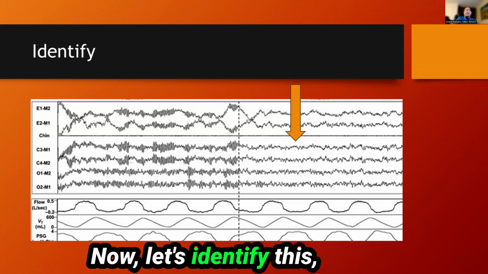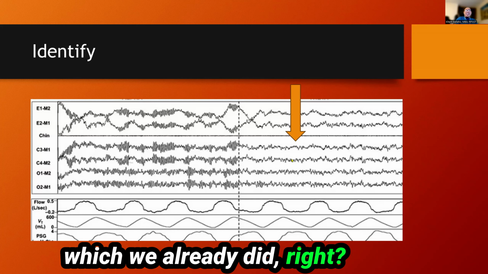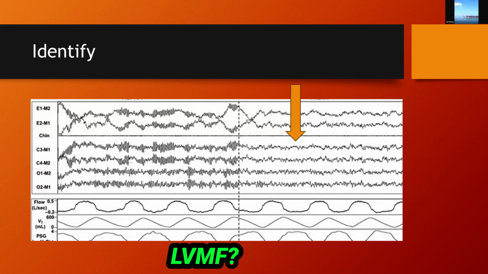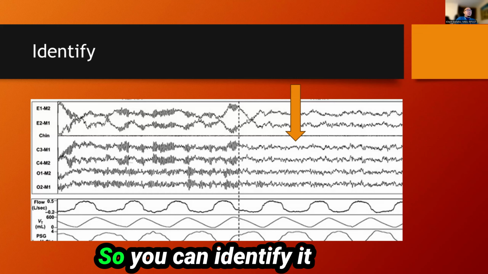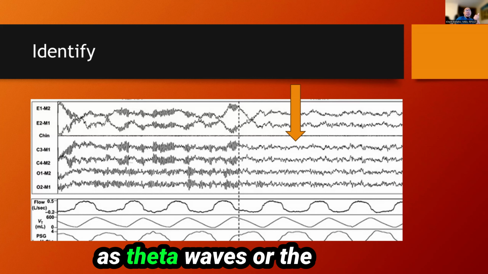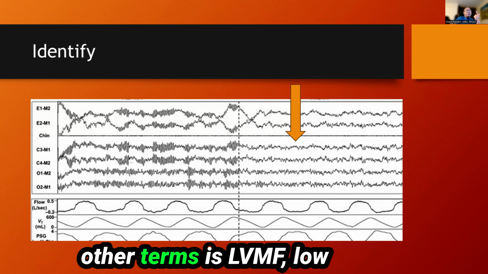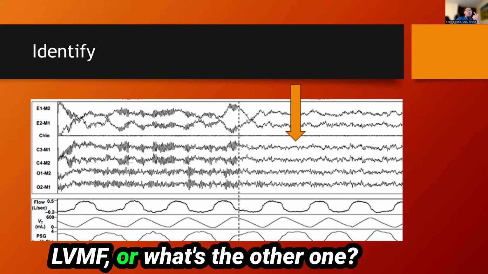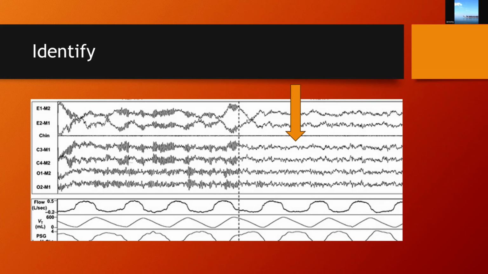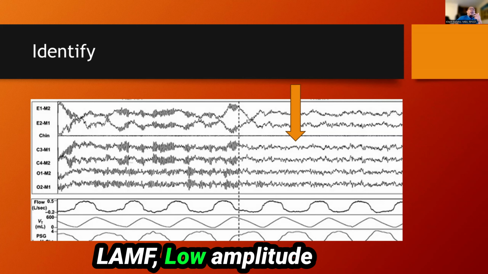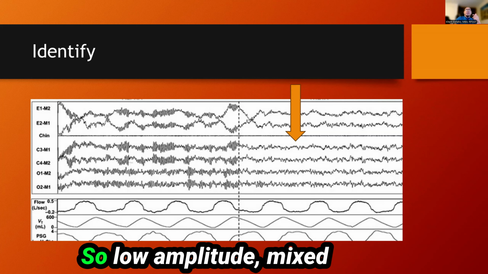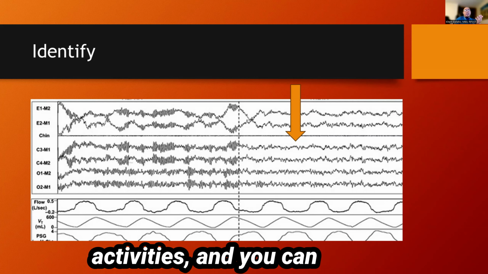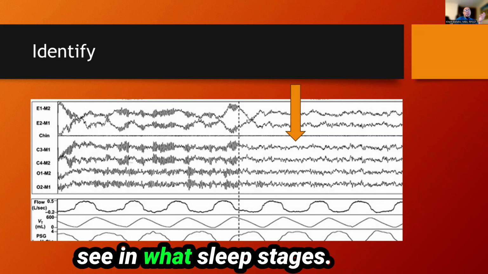Now, let's identify this, which we already did, right? What's the term for this? LAMF. Yes. So you can identify it as theta waves, or the other term is LVMF, low voltage mixed frequency, or what's the other one? It's LAMF, low amplitude mixed frequency. So low amplitude mixed frequency is typically your activities, and you can see it in what sleep stages?